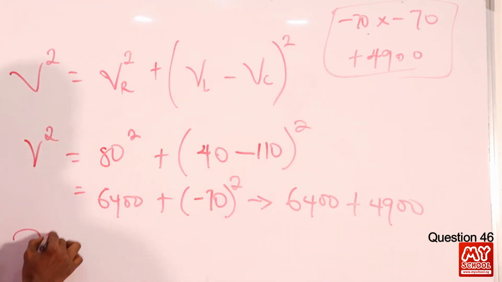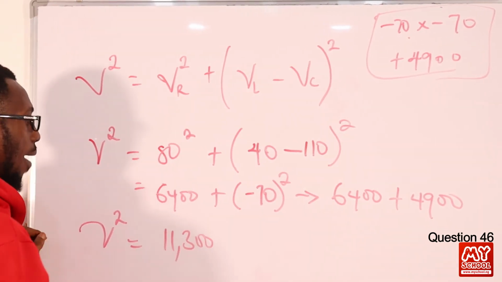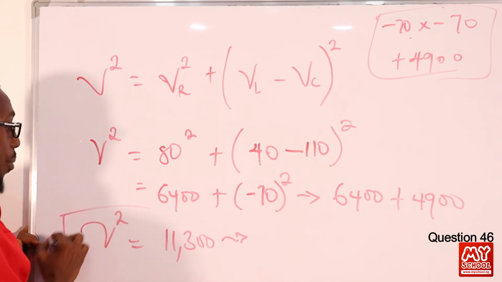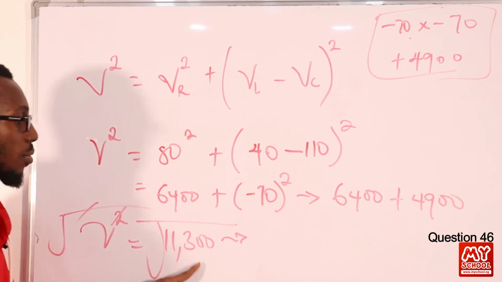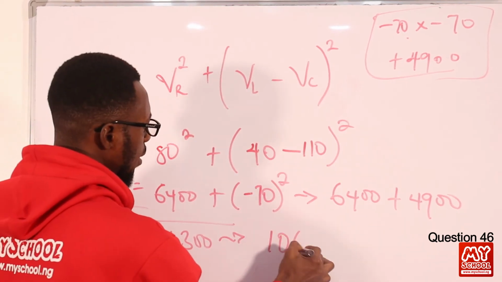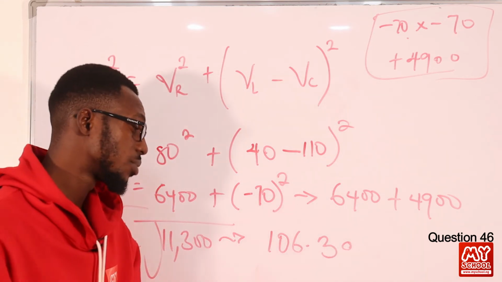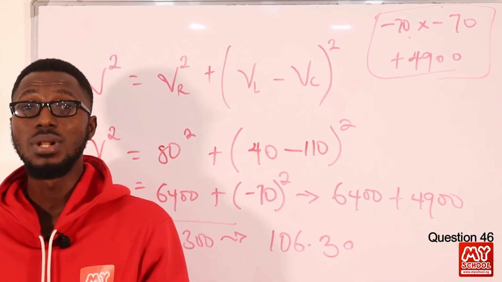So I should have my V squared equals 11,300. So I have to find the square root of both sides to eliminate this square. So V equals the square root of this. So roughly that is 106.30 whatever. So this should be my answer, 106.3. Yes, I think I can bring it to that. So let's see if we have that.